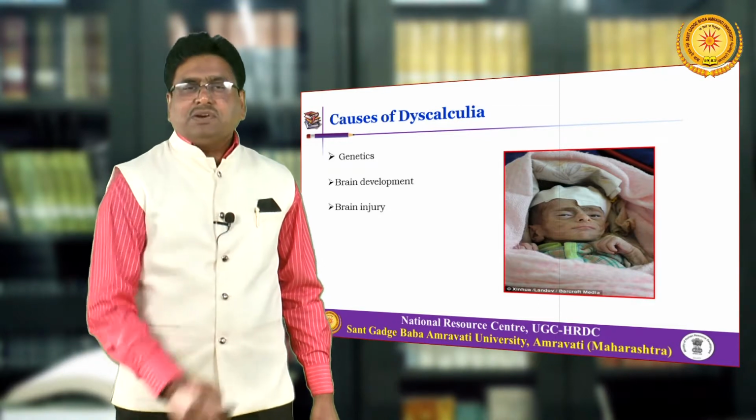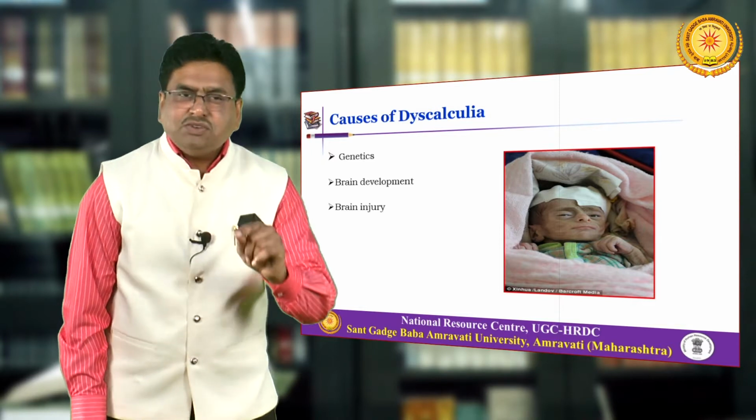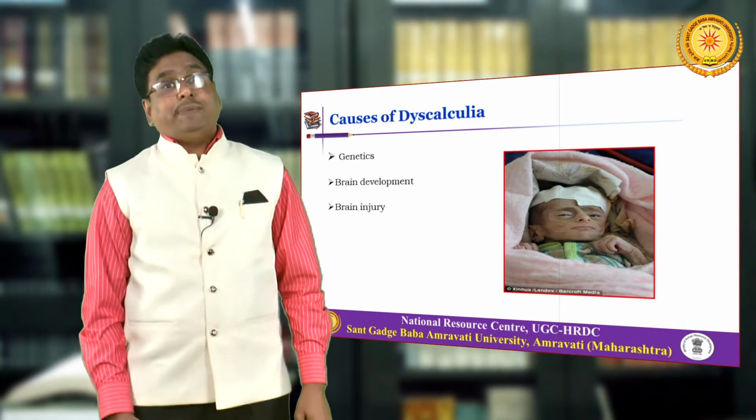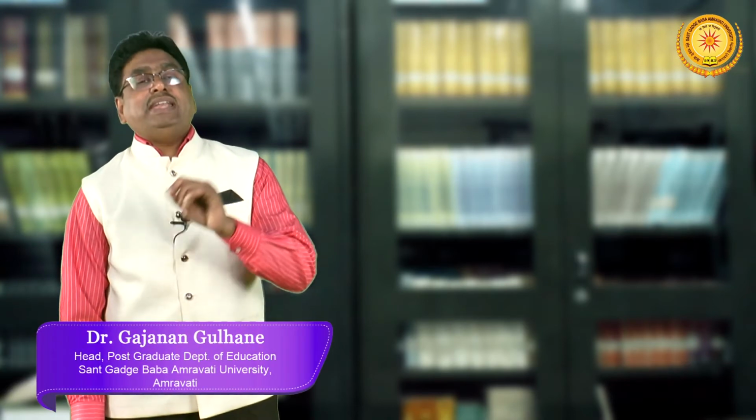The third and important cause is brain injury. Serious injury to certain parts of the brain results in acquired dyscalculia. This is about the causes of dyscalculia. In this session, we have discussed the concept of dyscalculia, its signs and symptoms and its causes also.